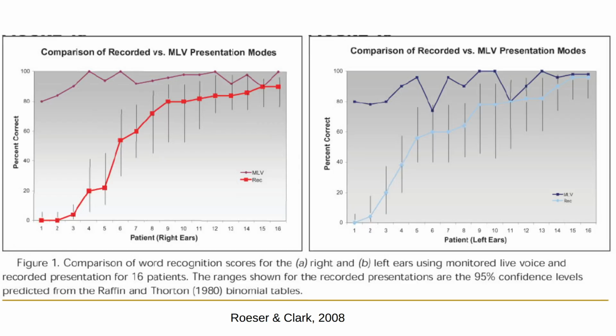What we see here is the suprathreshold word recognition performance, both recorded, which is going to be the purple line, recorded, which is the red line, the blue line, the light blue line, sloping upward, and then we see monitored live voice, which is the solid dark red line on the left, and the solid dark blue line on the right.